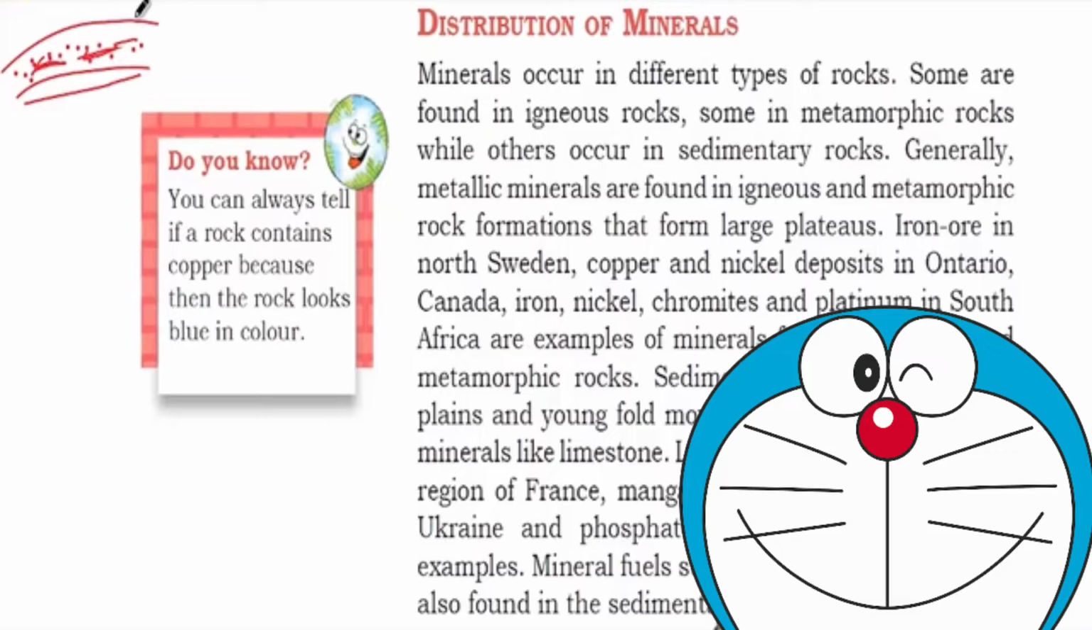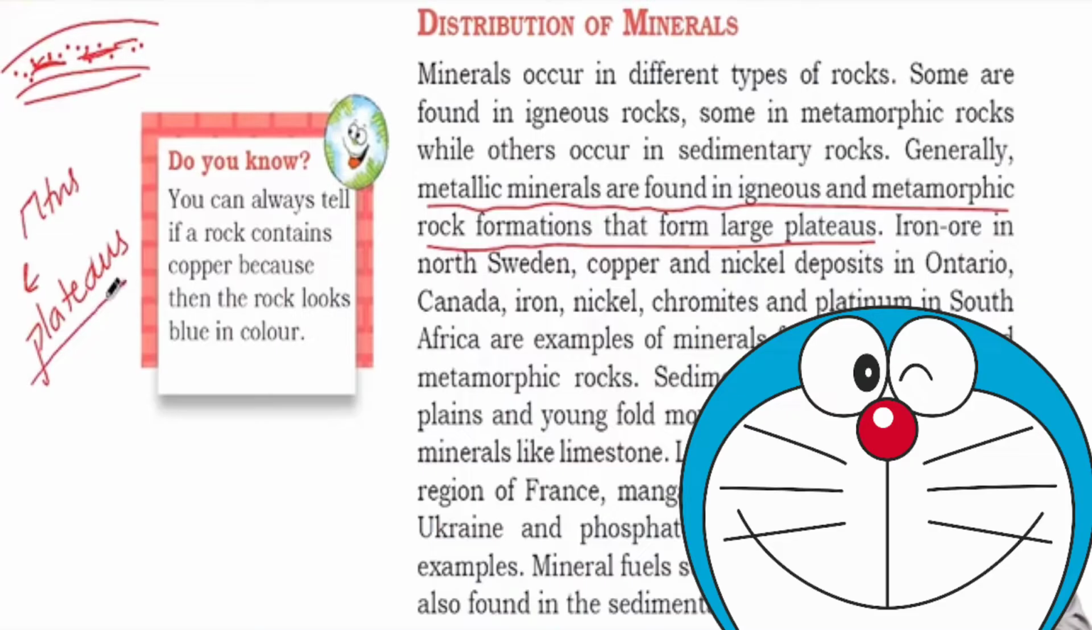So in general, let us see what the different things present in this region are. Usually we observe that metallic minerals are found in igneous and metamorphic rock formations that form large plateaus. Please remember, guys, in mountains and plateaus we usually find a lot of minerals. Plateaus are the ones where you find the highest minerals. UPSC may ask you in which of the following minerals are present more: mountains, plateaus, plains or deltas? It is present in plateaus. Please be prepared. Plateaus have the maximum.